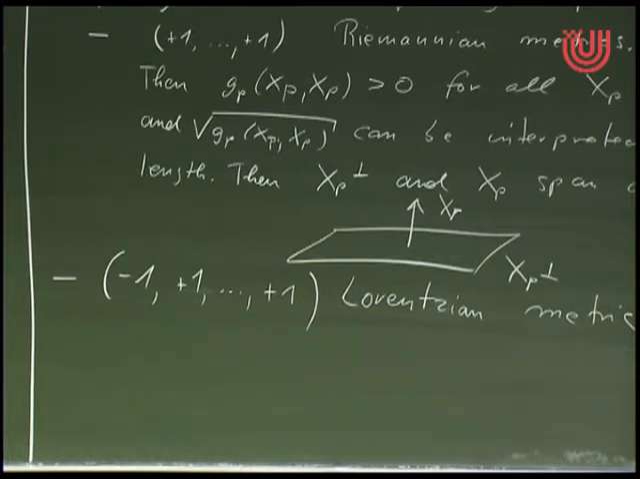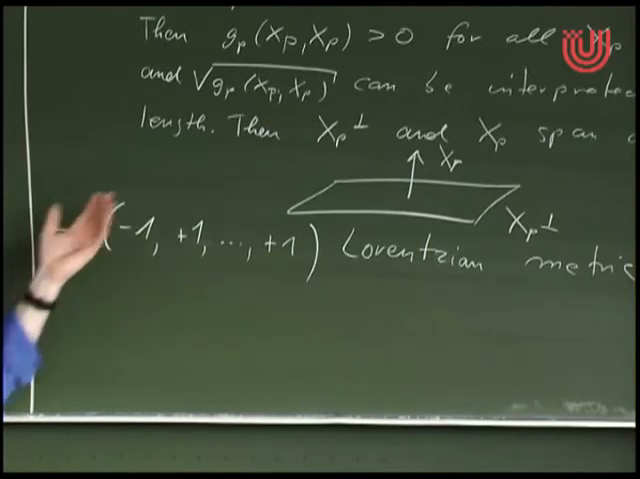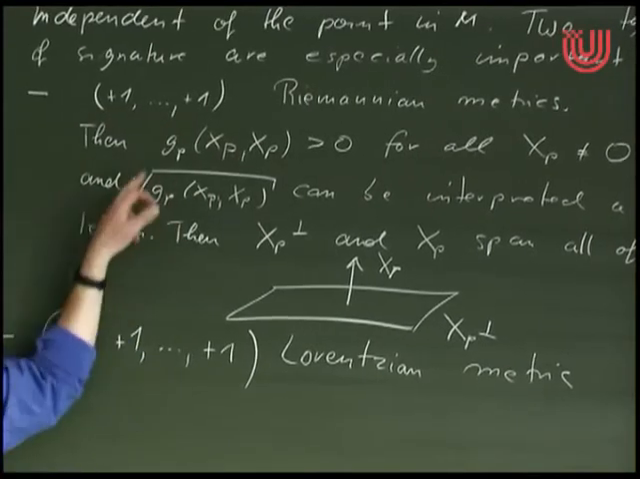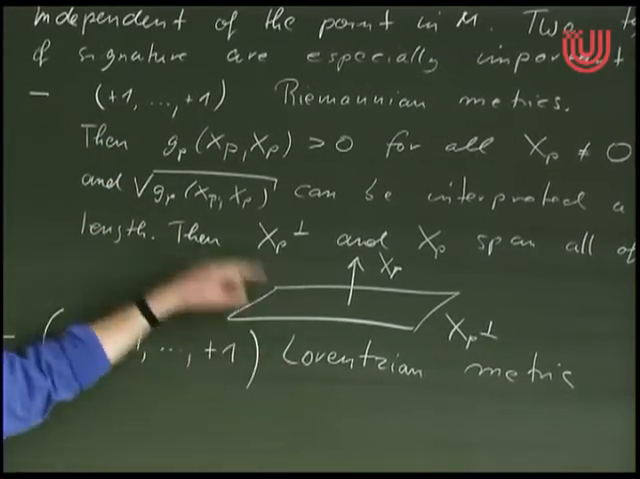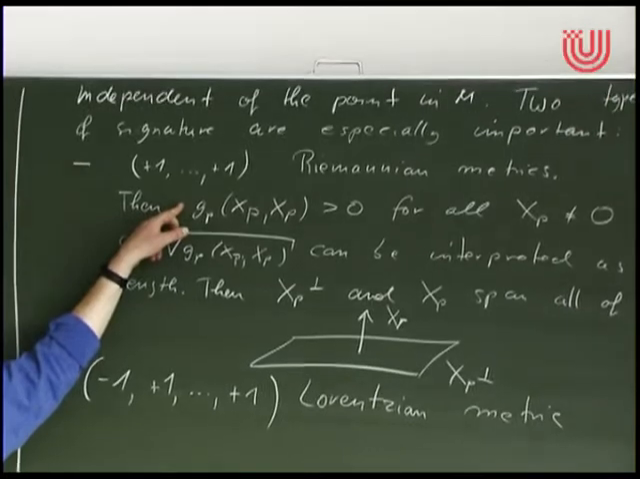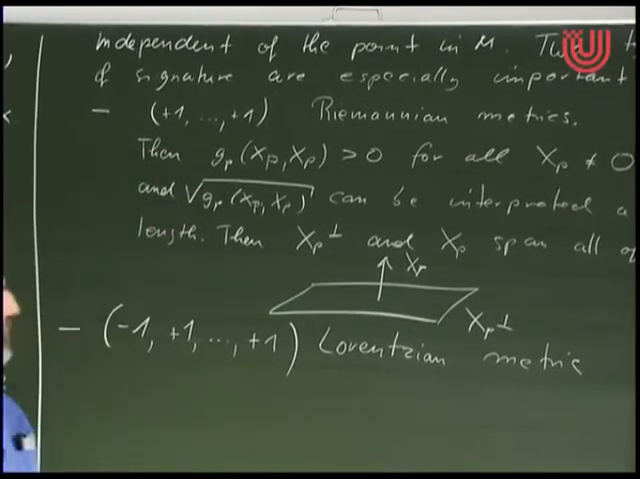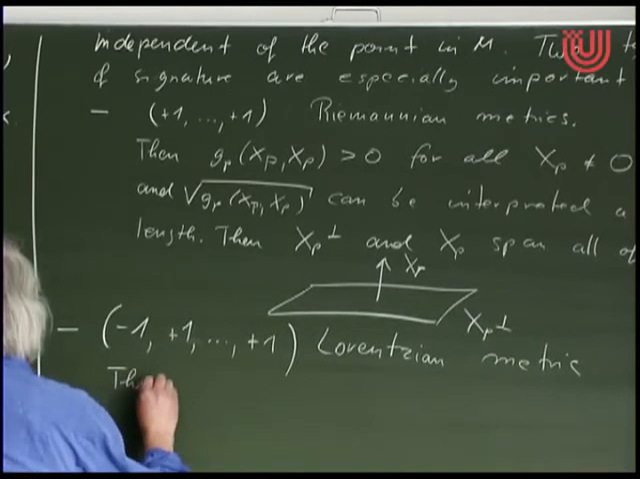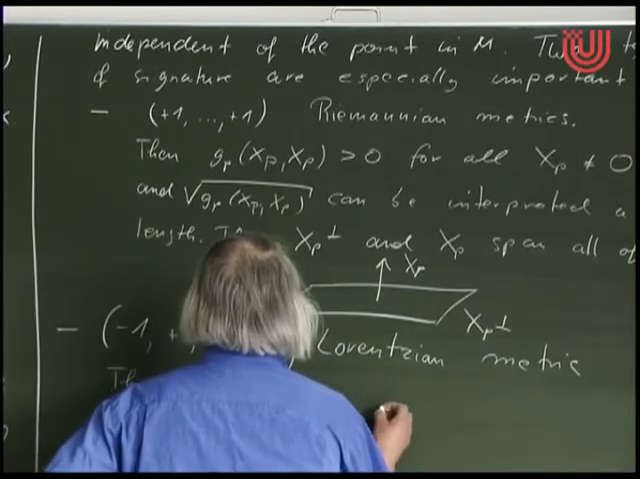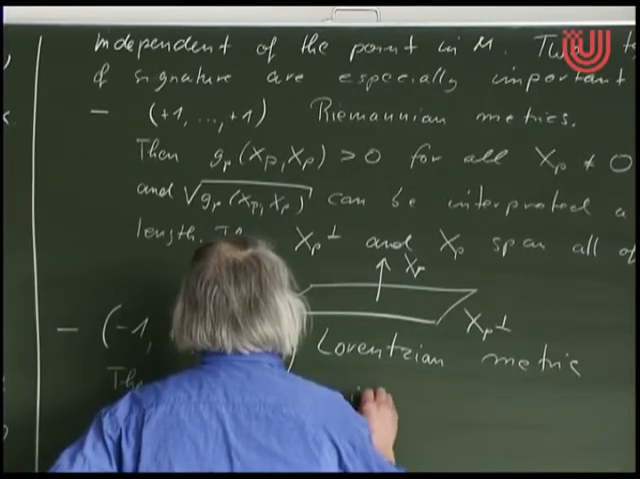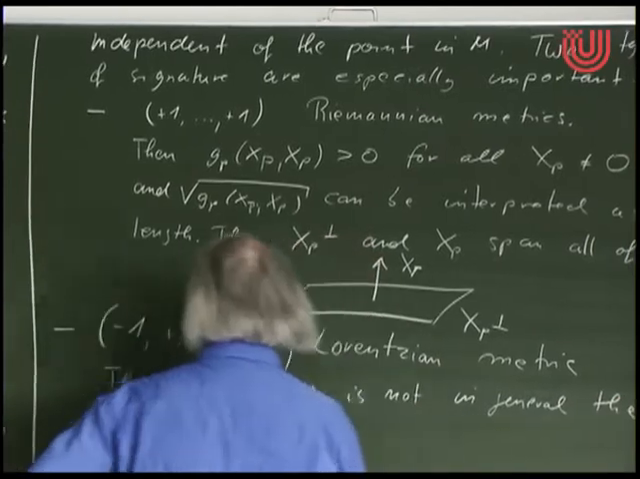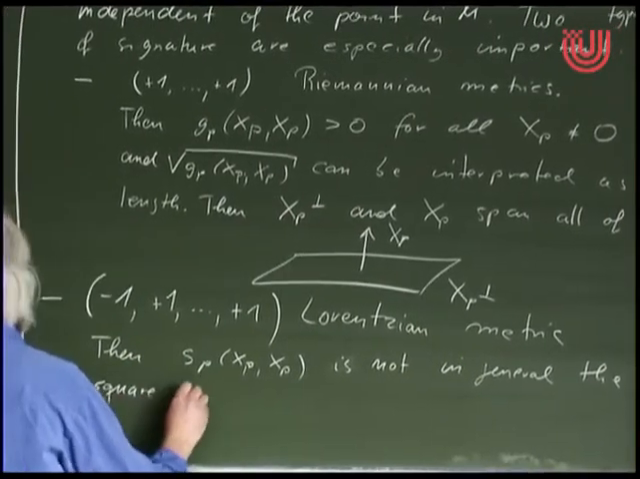That's the same thing. And now because people had studied Riemannian metrics for many, many years, they were used to calling this the square of the length. It is very common also in this case to call this the square of the length, which of course is actually nonsense because it can be negative, right? It cannot be the square of something real, but it's a common terminology. So then g_p(X_p, X_p) is not in general the square of a length.